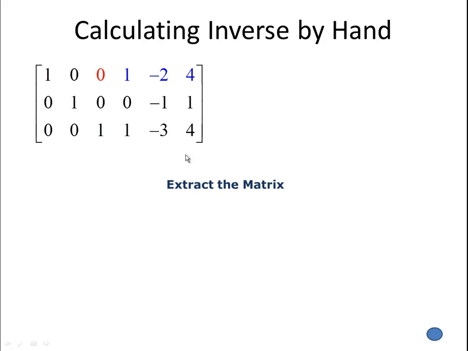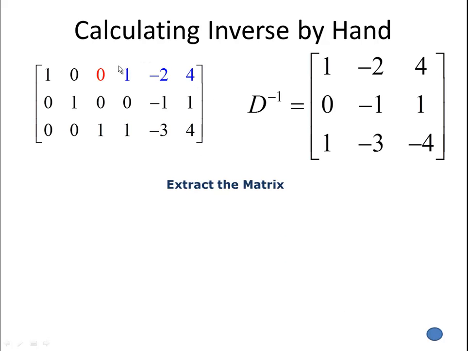What we have to do now is extract the matrix. And so that's the second half here. The first half here was just the identity matrix. We've just made it, and now I'm willing to extract the matrix, and this is what we get.